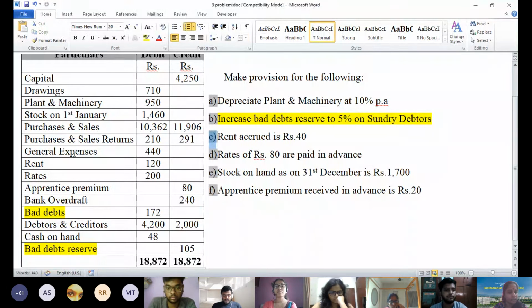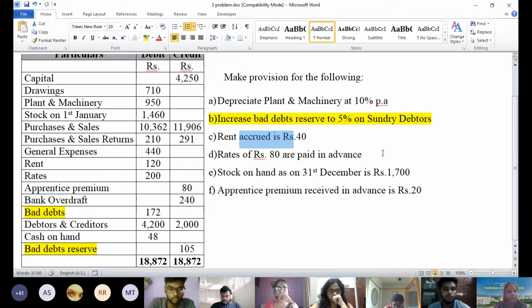What is the meaning of accrued? Accrued is something you add on to the particular item, which has not yet been received for that particular month. So rent 120 and 40. Rates are paid in advance. It is already adjusted in 200, so we have to make sure it has been subtracted. Apprenticeship premium received in advance is again a credit entry, so we subtract it. Bank overdraft is a liability, so 240 will never come in the trading and P&L account.